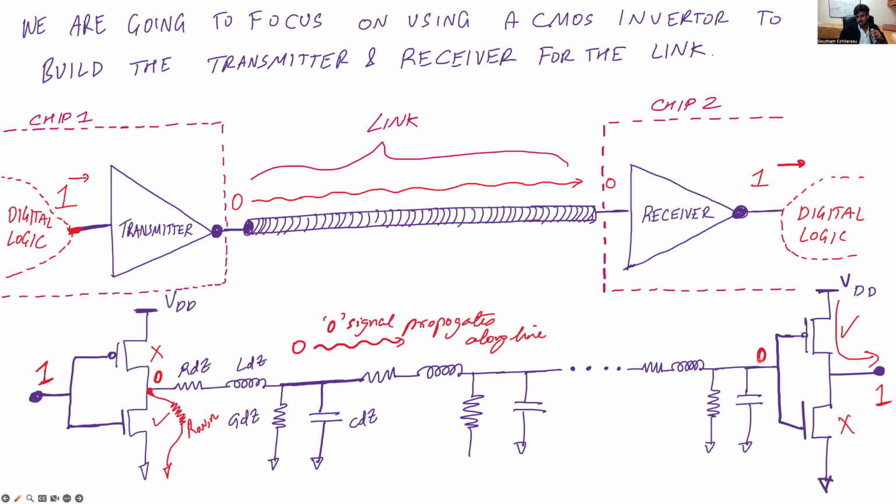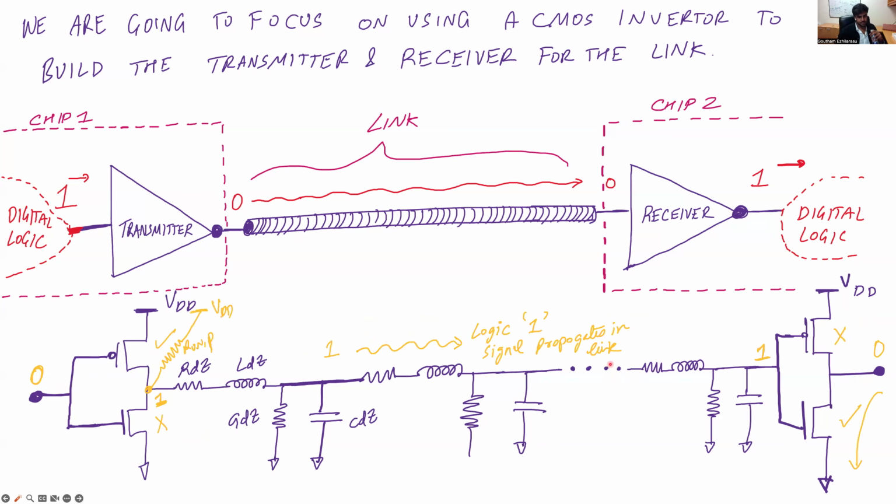And this is going to basically turn the PMOS on and the NMOS here is off. And so the output, which is basically going to the next stage of the digital logic, is now going to go high. So you've essentially transmitted the signal 1 all the way from chip 1 to chip 2 by using these two inverters which are connected to this transmission line.